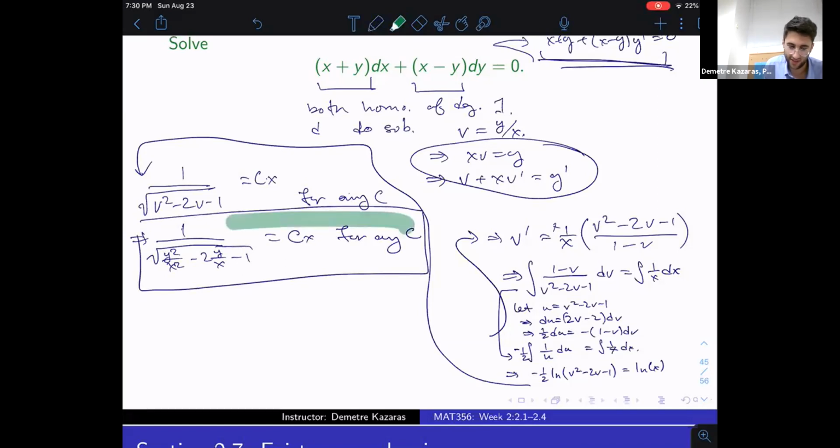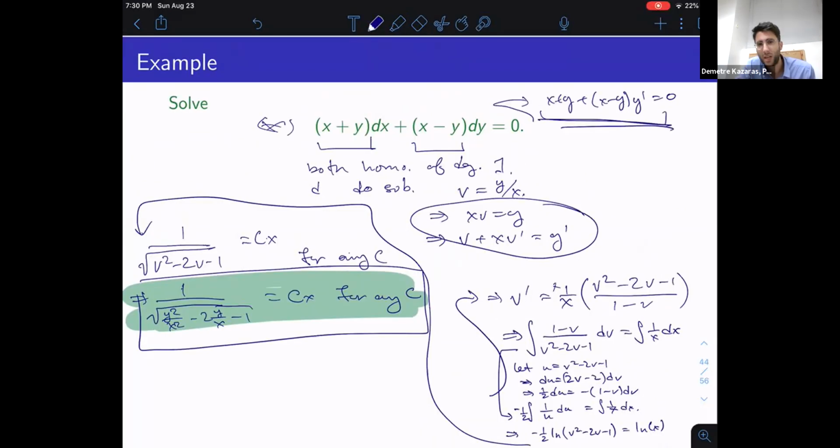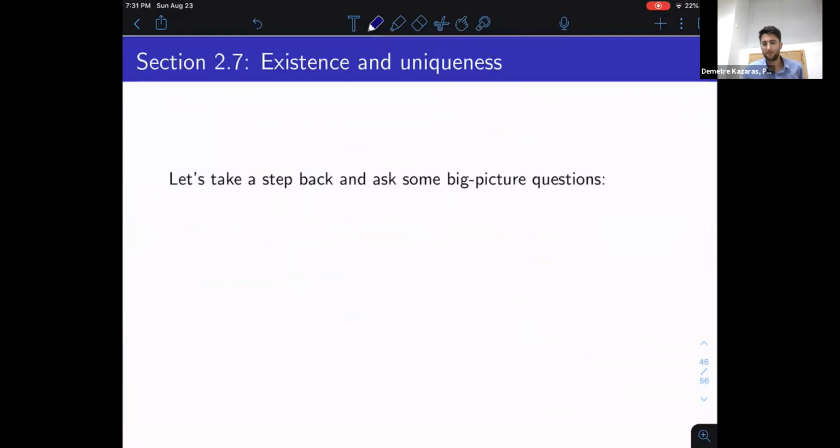That's not the prettiest looking solution, but making this important substitution, v is equal to y over x, and writing the equation, it'll always turn into a separable equation. And then you just integrate to solve the separable equation. In this case, there's a little bit involved, but it's straightforward. All right. Very good.